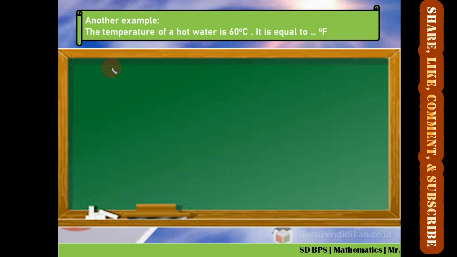So the fraction is 9 per 5. Why? Because we have starting point from Celsius, and the starting point means the proportion of it becomes denominator, and the question is about how to change into Fahrenheit thermometer, and Fahrenheit proportion becomes numerator. Multiply by 60 degrees.